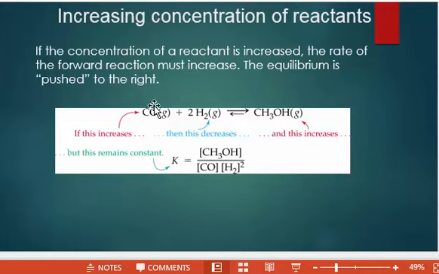If we add more carbon monoxide, which is a reactant, to this system at equilibrium, the reaction will shift to the right to decrease the concentration of carbon monoxide. The concentration of hydrogen will also decrease, and the concentration of methanol will increase. The concentrations will establish themselves so the ratio of product to reactants in this equation remains constant.